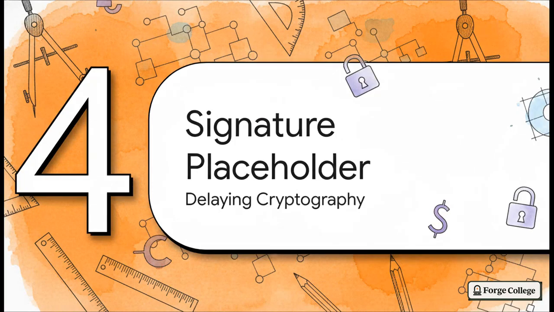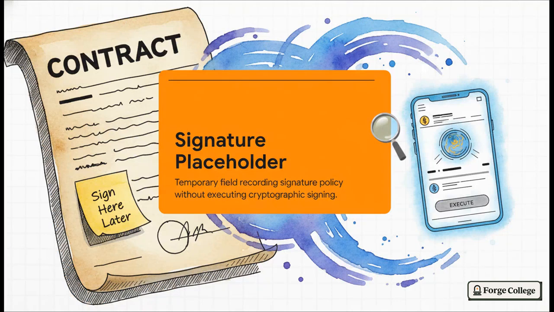Section 4. The signature placeholder. Okay, let's look at a clever little hack we use to keep our drafting process super clean before we introduce the heavy-duty cryptography. It's called the signature placeholder. This is just a temporary, descriptive dictionary inside the payload that records the intended signature policy, but, and this is key, it doesn't actually execute any cryptographic signing yet. It's basically like slapping a "sign here later" sticky note on a contract, rather than forcing your boss to sign it while you're still writing the terms.